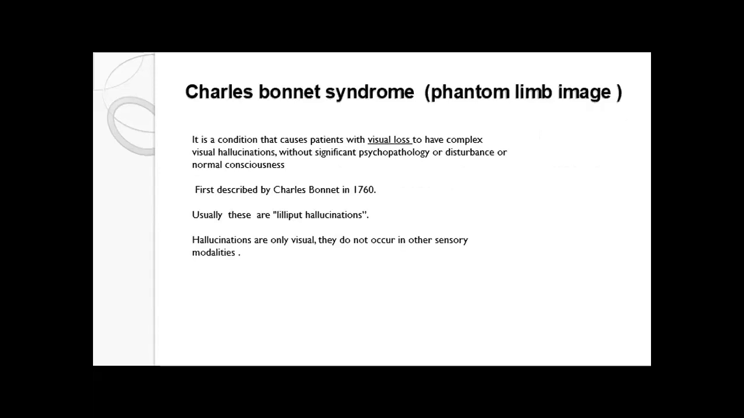Then Charles Bonnet syndrome, a phantom limb image, in which a patient with visual loss has complex visual hallucinations without significant psychopathology or disturbance in normal consciousness. Hallucinations are only visual, they do not occur in any other sensory modalities.